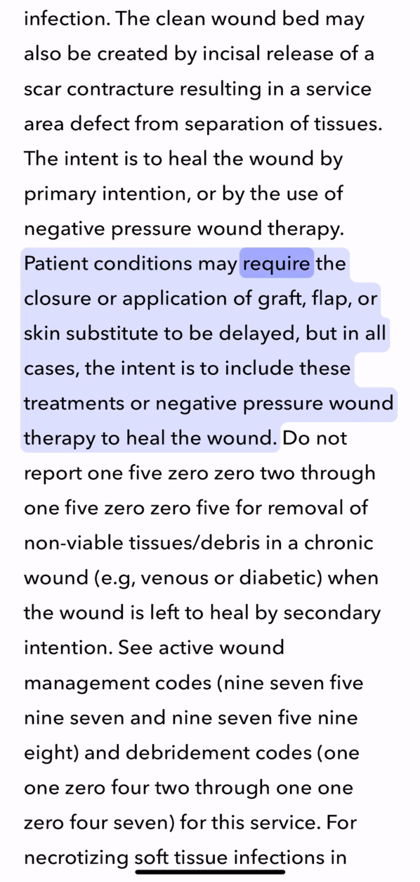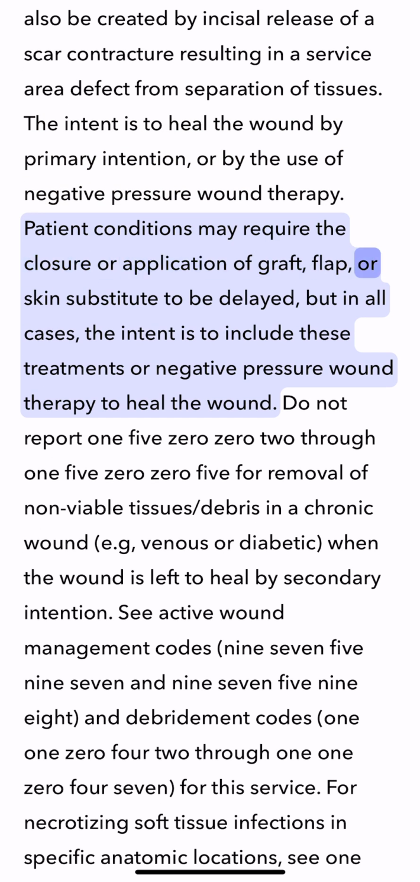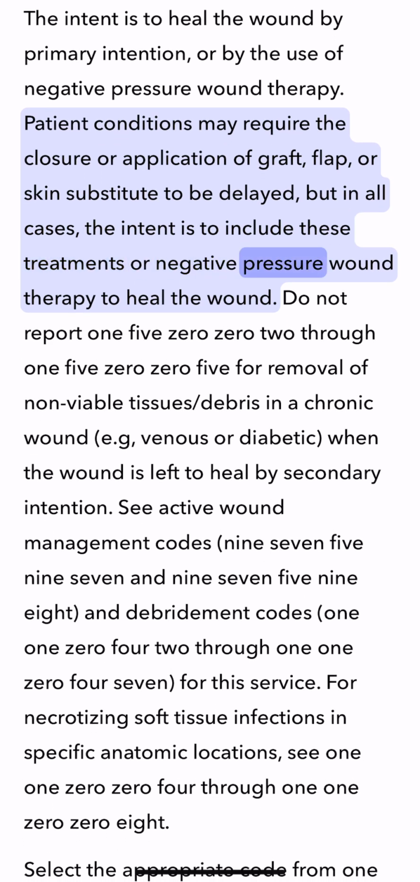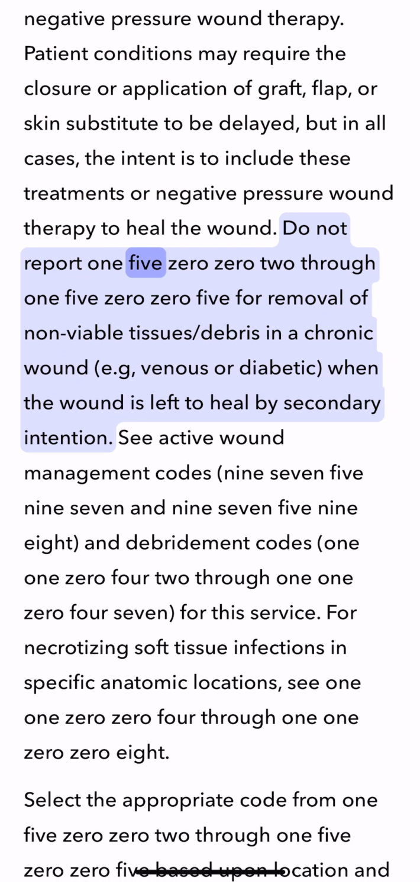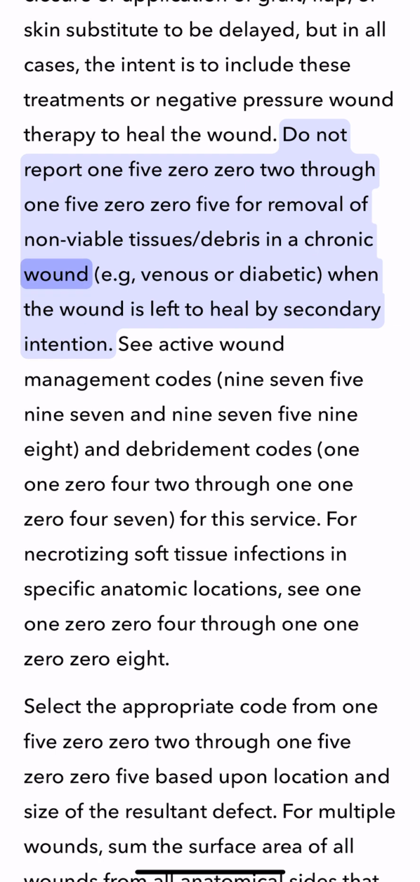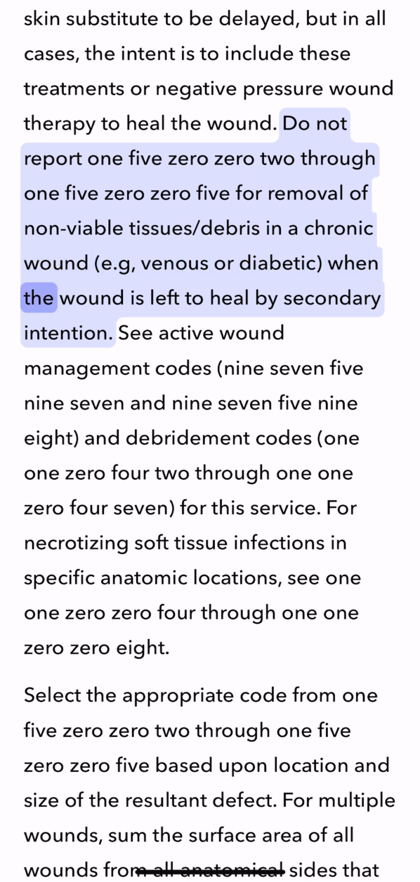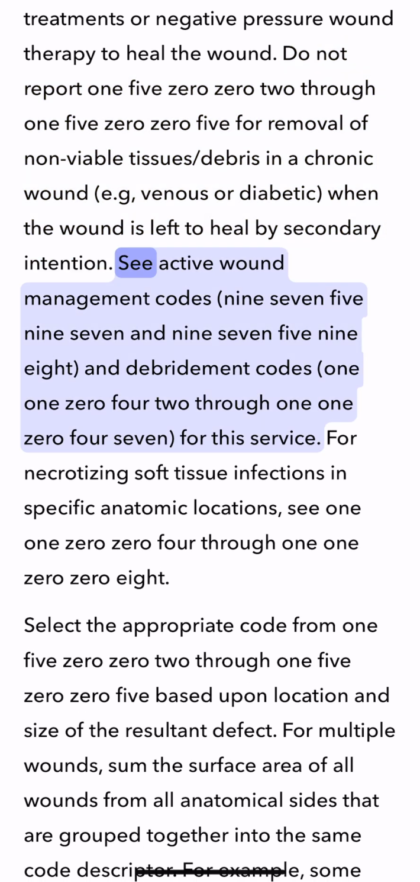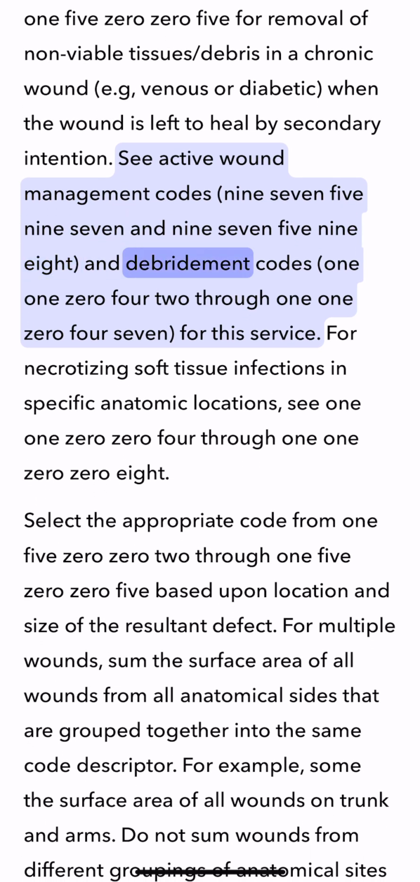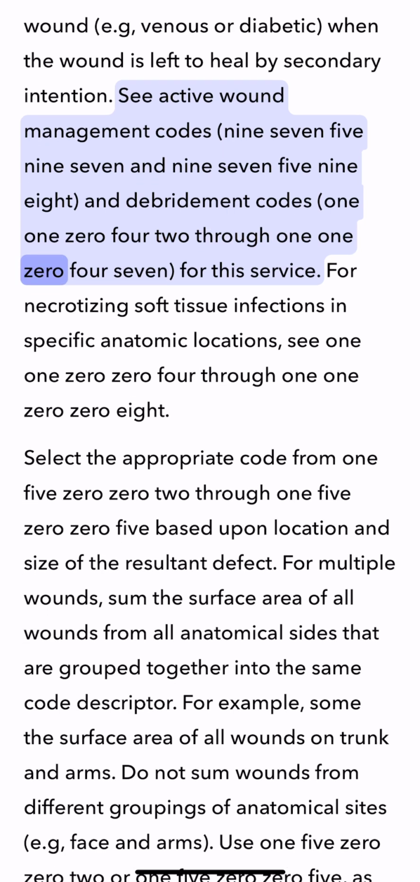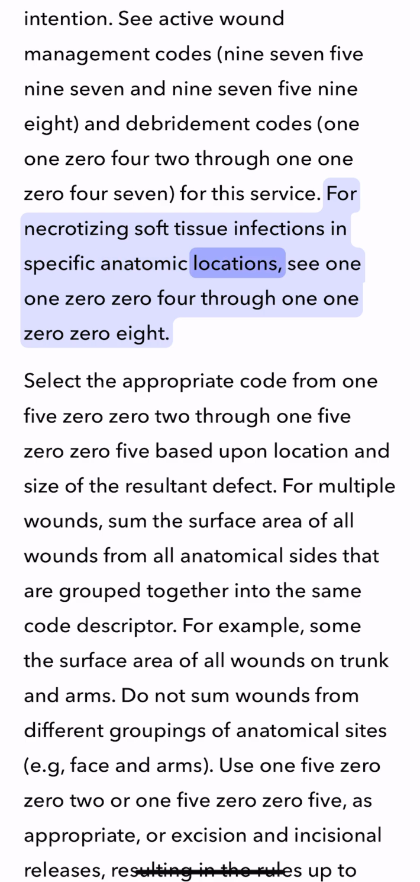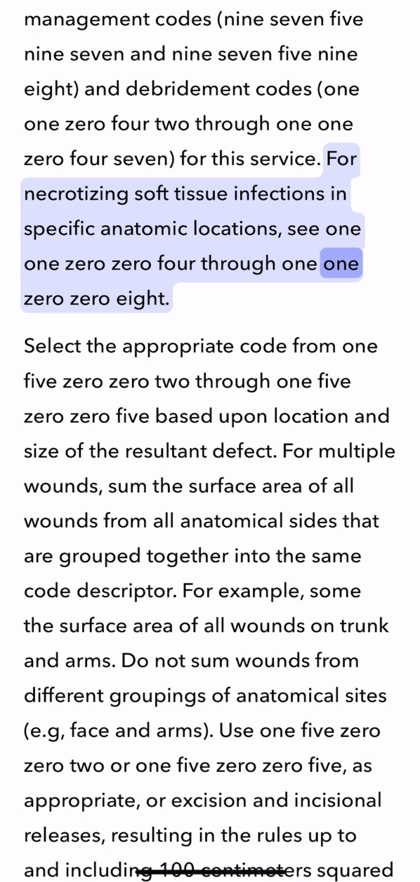Patient conditions may require the closure or application of graft, flap, or skin substitute to be delayed, but in all cases, the intent is to include these treatments or negative pressure wound therapy to heal the wound. Do not report 15002 through 15005 for removal of non-viable tissue debris in a chronic wound, for example, venous or diabetic, when the wound is left to heal by secondary intention. See active wound management codes 97597 and 97598, and debridement codes 11042 through 11047 for this service. For necrotizing soft tissue infections in specific anatomic locations, see 11004 through 11008.